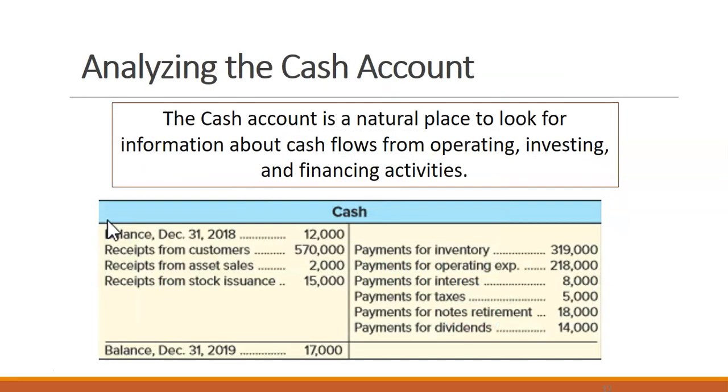We can start by analyzing the cash account. When we look at the T account for cash, we can see various items here where we have receipts from customers, receipts from sales, receipts from stock issuance. We see that we had a beginning balance of $12,000 and an ending balance of $17,000, and we paid cash out for various items: inventory, interest, taxes, expenses, notes, and dividends.